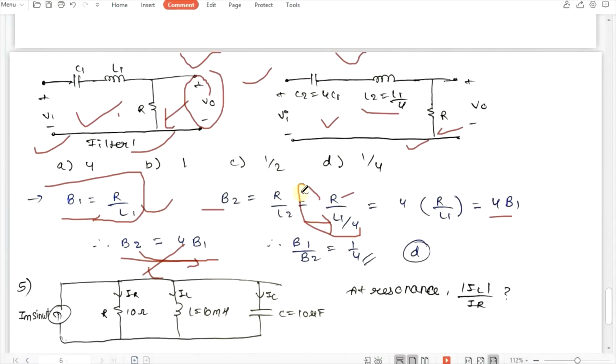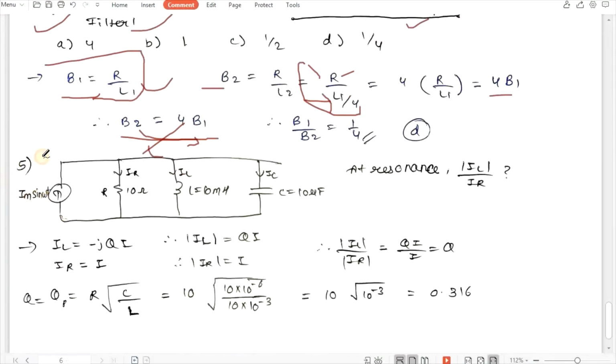Now let's move on to the last question. This question is also from GATE. This is the latest GATE sum. In this sum, we have to get the ratio of mod of IL by mod of IR. The circuit of this question is given here.